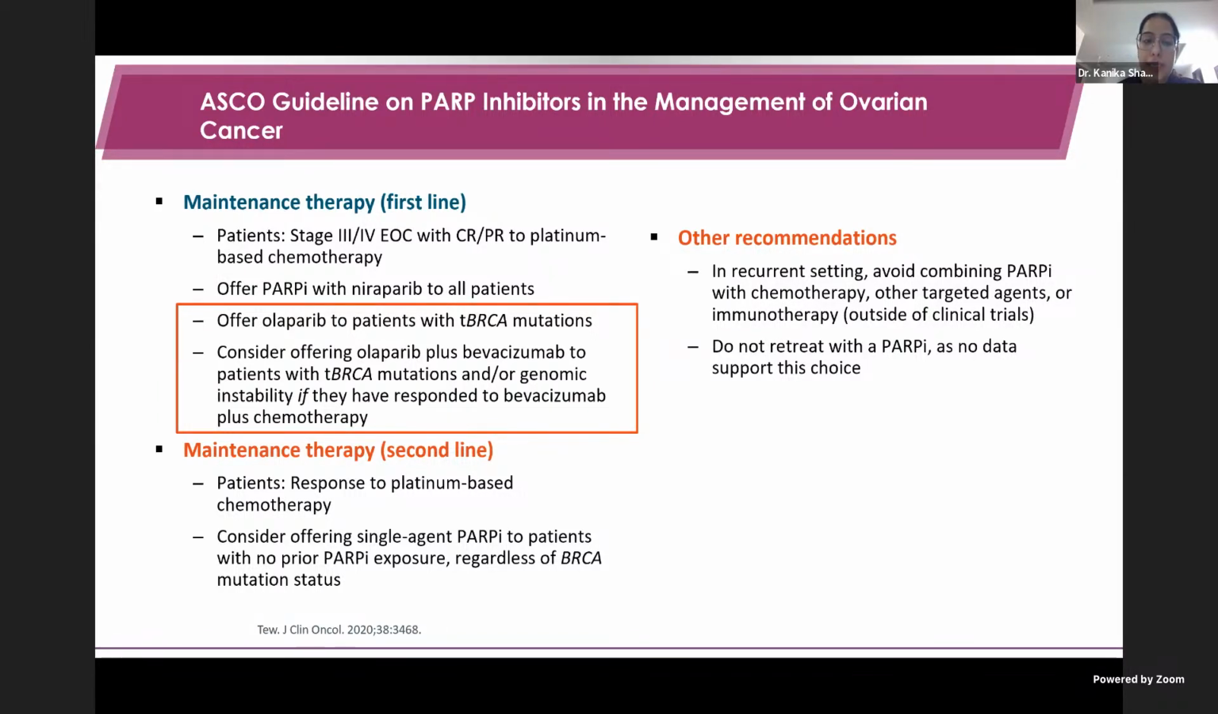In the second line setting, in maintenance therapy, patients who have responded to platinum-based chemotherapy, it is basically an indirect indication that the patient will respond to PARP inhibitors also. And we can offer a single agent PARP inhibitor with no prior exposure, regardless of the BRCA mutation status, in the relapse setting.